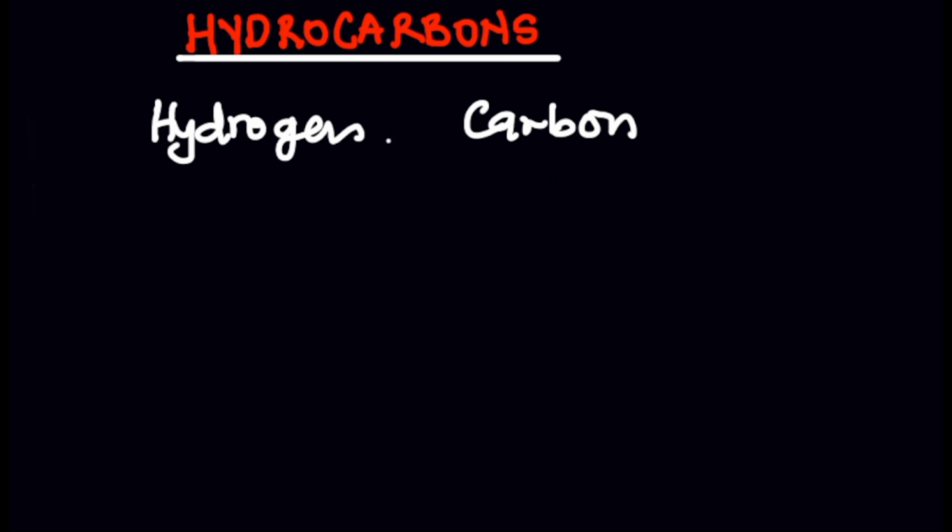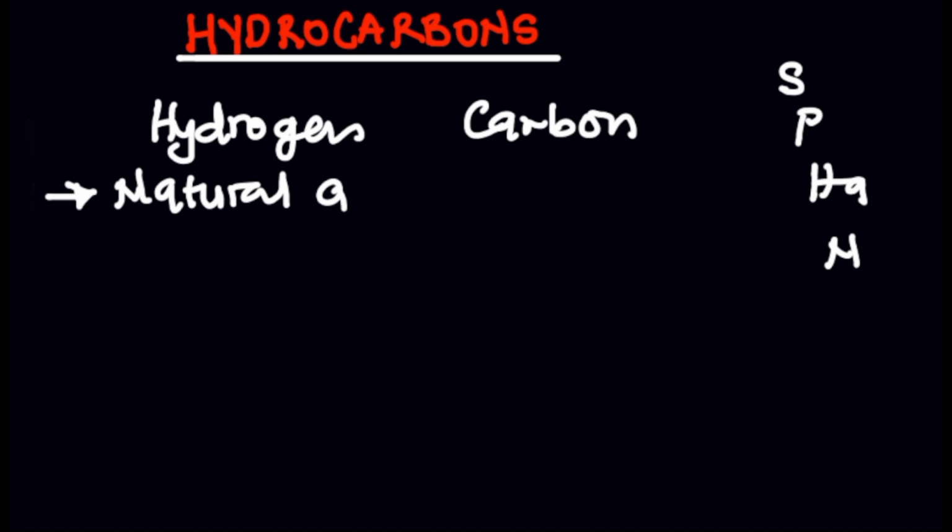Generally, organic compounds contain carbon, hydrogen and oxygen at the same time, and any other element, like sulfur, phosphorus, halogens, nitrogen, and some other trace elements. But as far as hydrocarbon is concerned, it contains hydrogen and carbon. They are mostly gotten from petroleum sources, or natural gas, and also crude oil. These are the major sources of hydrocarbon.